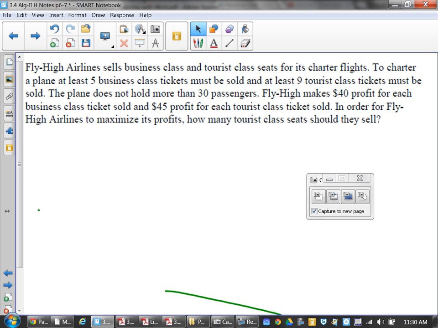In this one, you have an airplane that sells business and tourist class seats for charter flights. In order to charter a flight, you have to have at least 5 business class tickets and at least 9 tourist class tickets sold. It is a small plane, so it doesn't hold any more than 30 passengers. They make $40 profit for each business class ticket and $45 profit on each tourist class ticket sold. In order for Fly High Airlines to maximize its profits, how many tourist class seats should they sell?